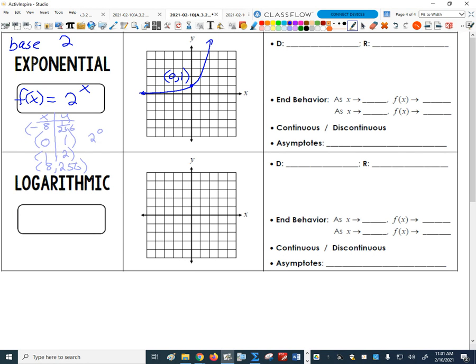What's the domain on this one? Just type it in chat. What's the domain of an exponential function? Yeah, it's all reals, isn't it? How do I say that using interval notation? Type it in chat for me, everybody.